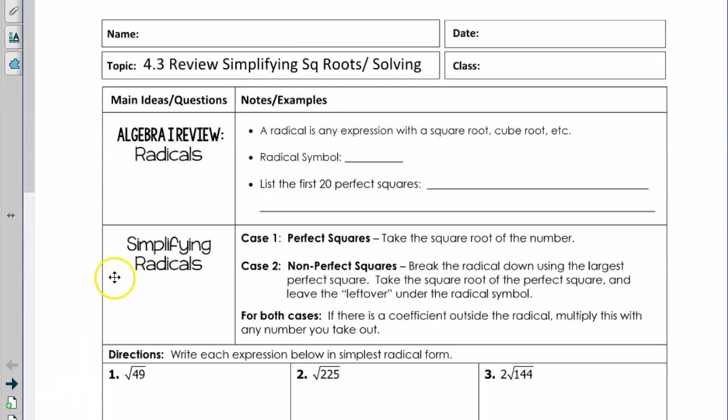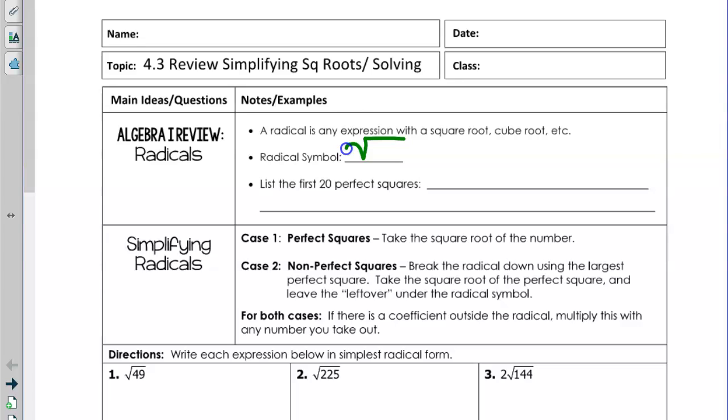So the algebraic review, just a quick thing. A radical is any expression with a square root, cube root, etc. We can do fourth roots, third or fifth roots. The radical symbol, we all know what that looks like, right?